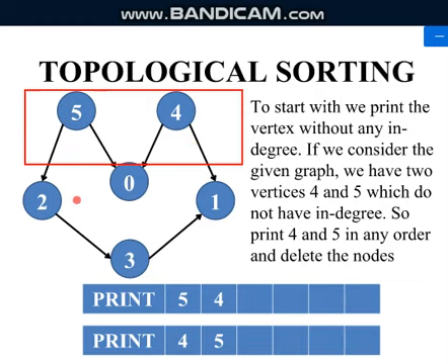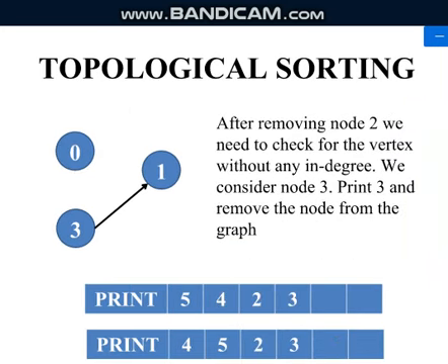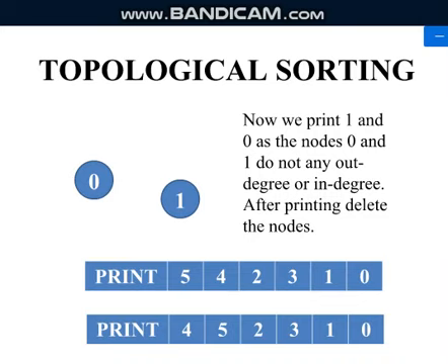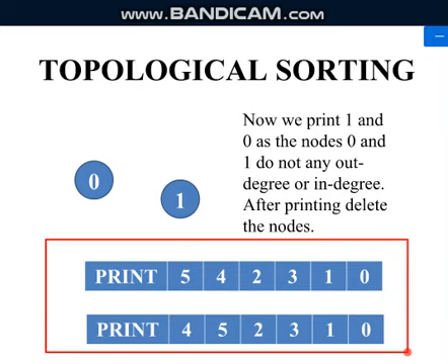Then again you see which is the node which doesn't have any in degree. That is how you keep on visiting and you sort the nodes or the vertices. So for this we have seen two ways of printing it. This is one way and this is the other way. So the order is 5 4 2 3 1 0.